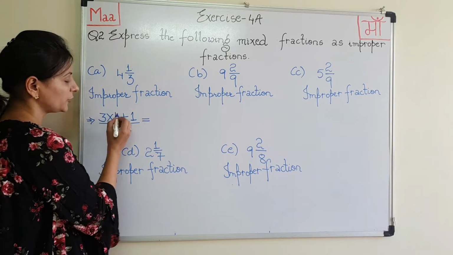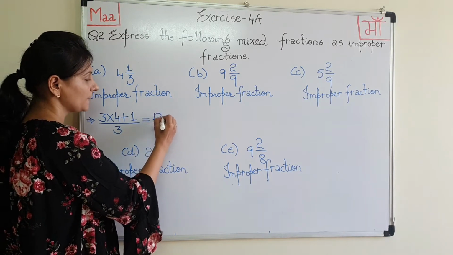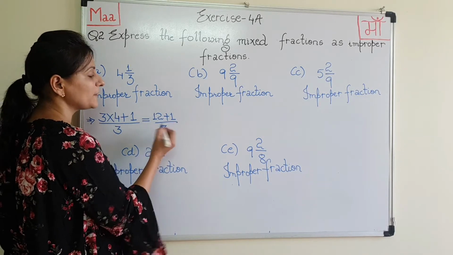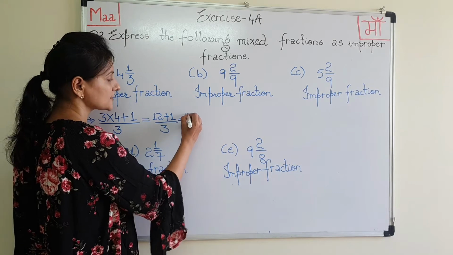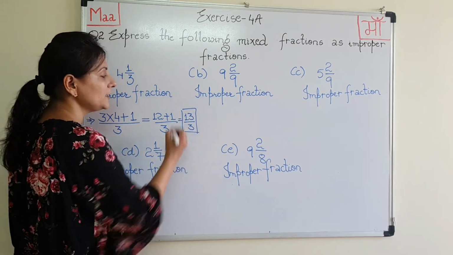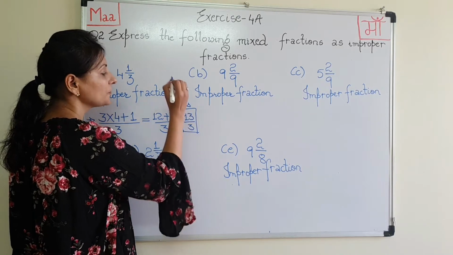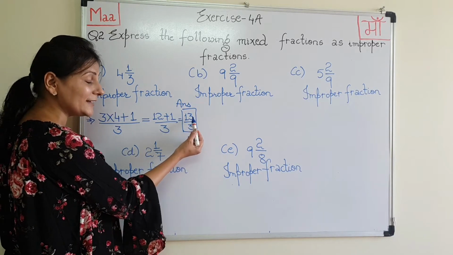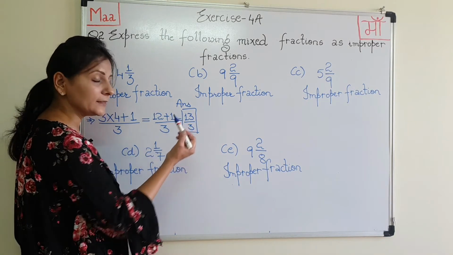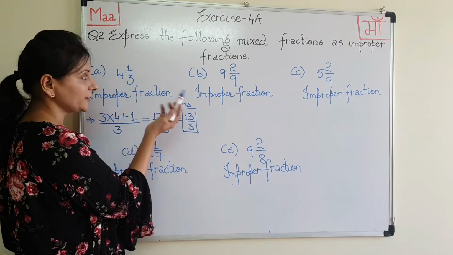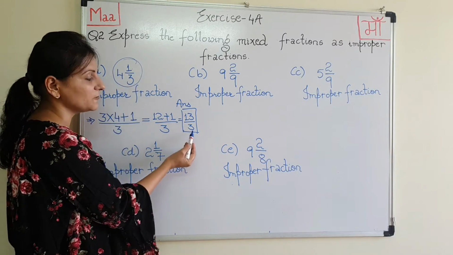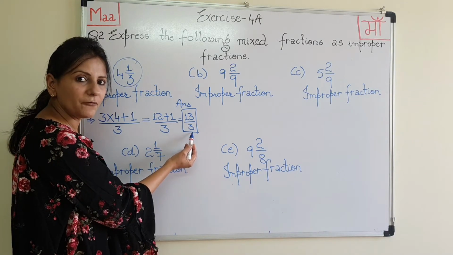Now solve it. 3 into 4 is equal to 12, plus 1, upon 3. So 12 plus 1 is 13 upon 3. So this 13 upon 3 is the answer of the A part, where you can see that it is now an improper fraction. The numerator is greater than the denominator. So that's what is asked in the question. The question was a mixed fraction and we have converted it into an improper fraction.